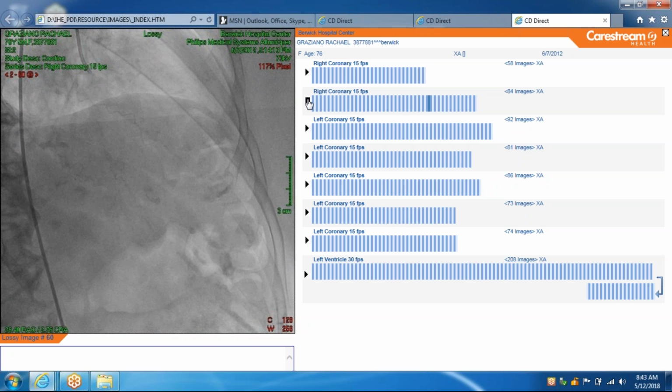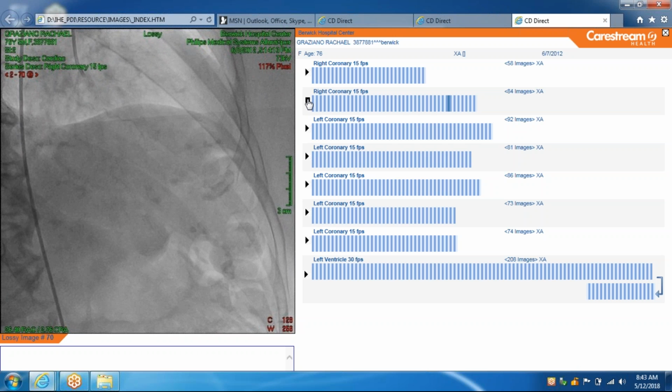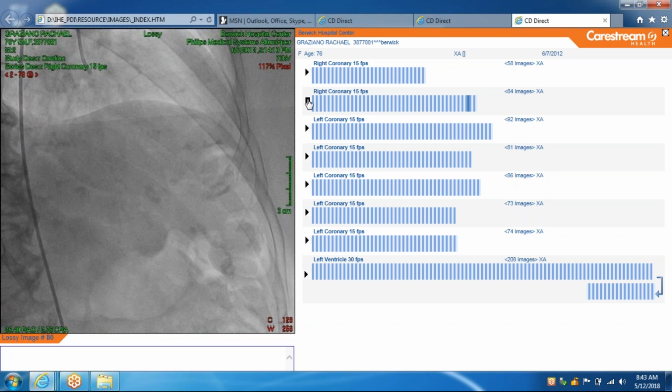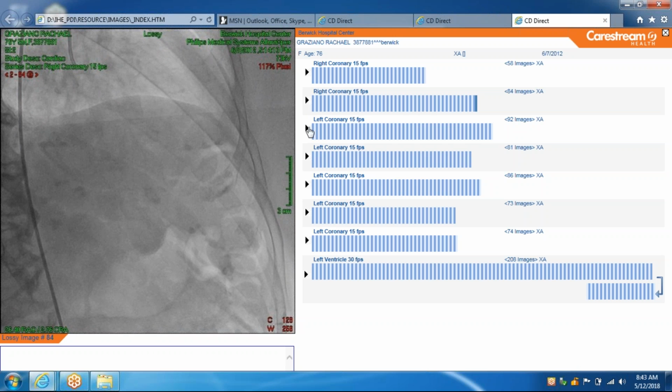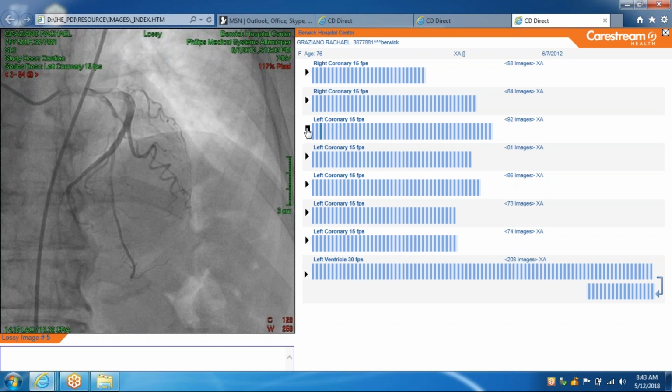And then per my protocol, I move from the right coronary artery now to the left. So the catheter is positioned into the left coronary sinus. You cannulate the left main coronary artery and you inject that.